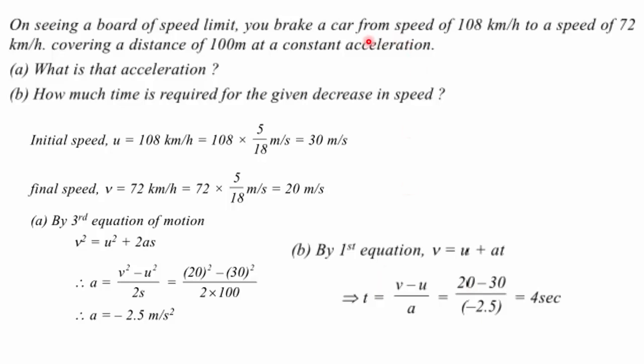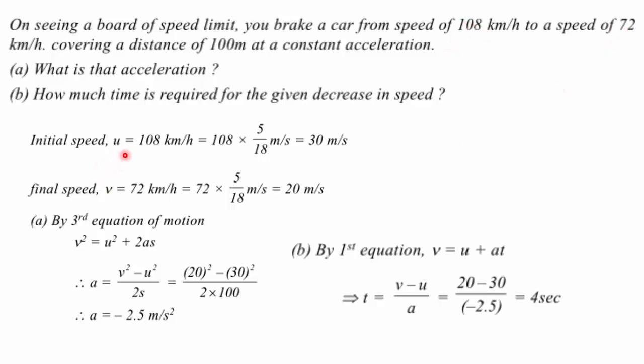Let us say that you are driving a car and suddenly you notice a board where you have to control your speed, and the speed of the car is now 108 km per hour. Now you reduce it to 72 km per hour, and this reduced velocity came over traveling 100 meters at a constant acceleration. That means the velocity is decreasing and it is retardation, that means negative acceleration. So you have to calculate the acceleration and how much time you have taken for this decrease in speed from 108 to 72.